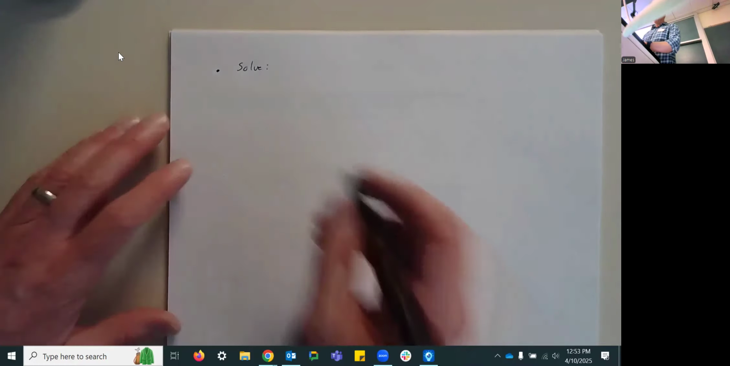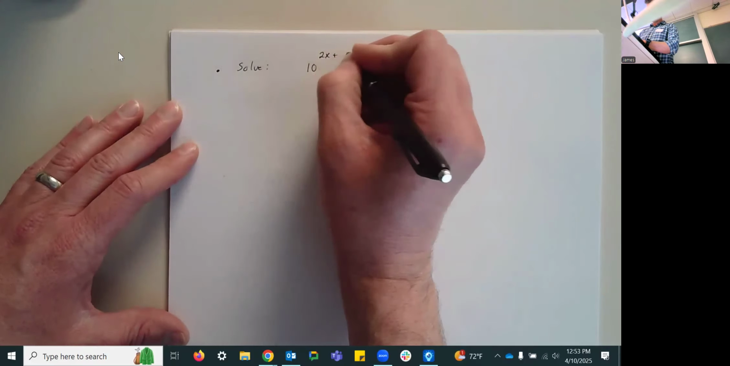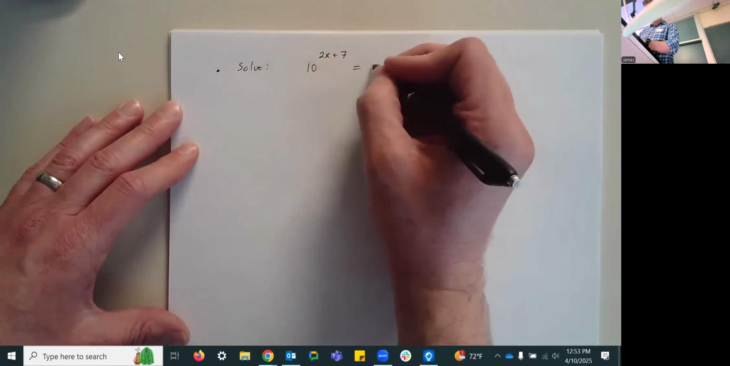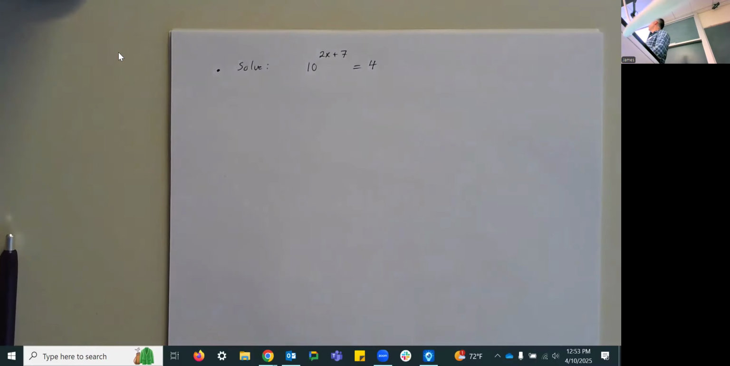All right. So let's say we want to solve the following. I want to solve 10 to the power of 2x plus 7 is equal to 4. So here's what I would say. Whenever you have a variable in an exponent, or anything you want to get out of an exponent because you're trying to isolate it, that almost always involves the use of a logarithm. And you can use really any logarithm you like. What I mean by that is any base you like.